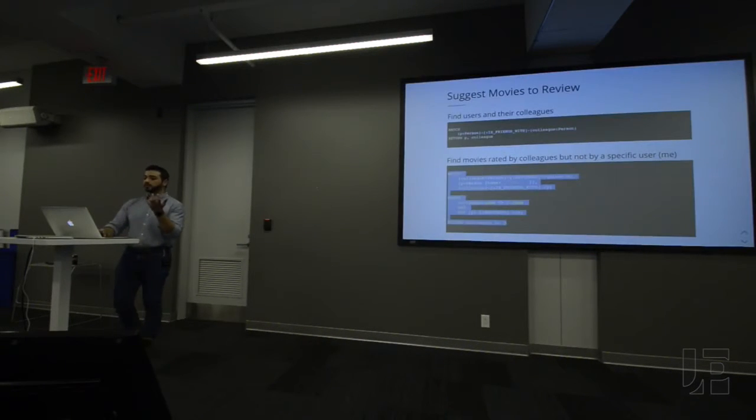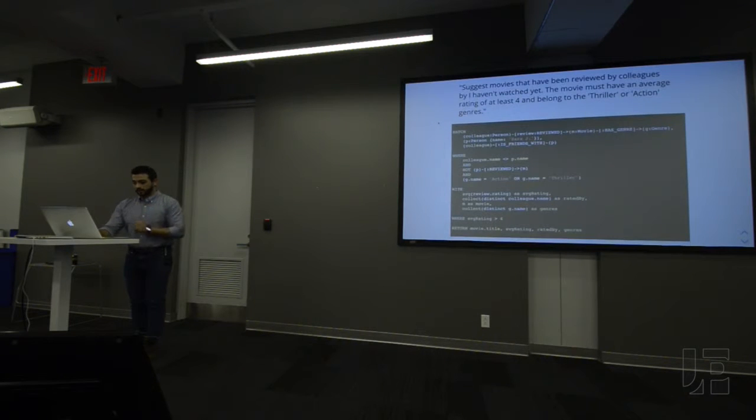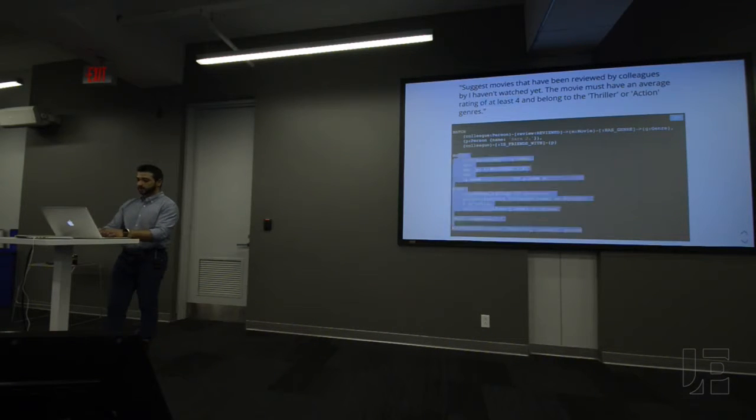Okay, so let's do something a little bit more challenging in the spirit of doing things that are interesting. What if you want to suggest movies that have been reviewed by colleagues that you haven't watched yet, but they should have an average rating of 4 minimum, and they should have some genre, either thriller or action? Now notice, when I'm saying an average rating of 4, I mean from your colleagues, not from other people. So your colleagues should have liked it. Okay? And that's where it gets a little bit more complex, and this is what our query looks like.